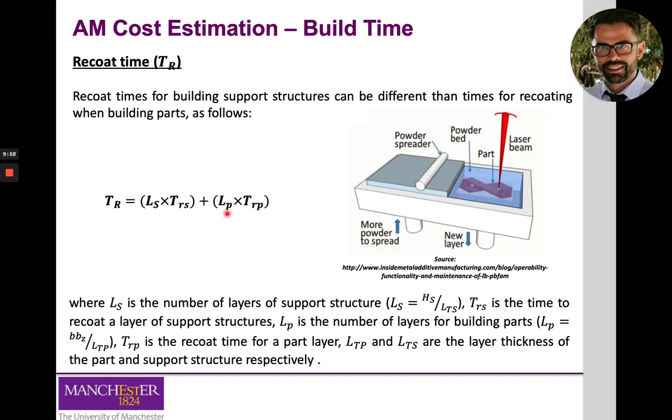In terms of the number of layers of the support structure, this is simply the total height of the support structures divided by the layer thickness of those support structures. The same applies in terms of the number of layers of the part that is being built. But in this case, we'll use the dimensions of the bounding box in the Z direction divided then by the slice thickness of our parts.